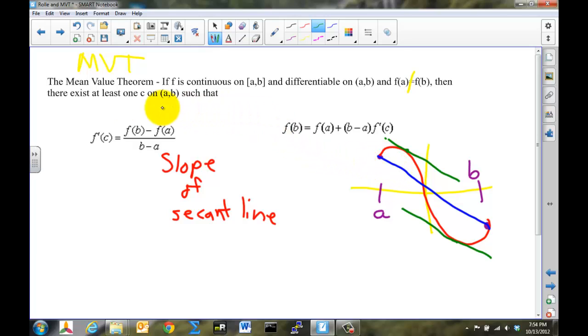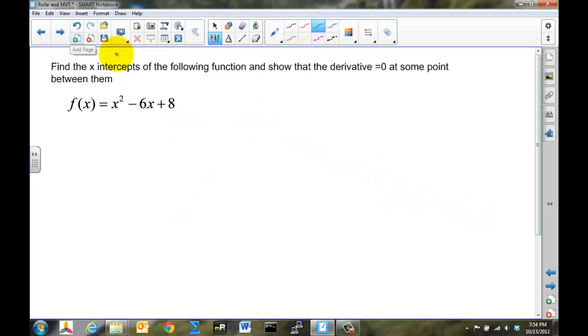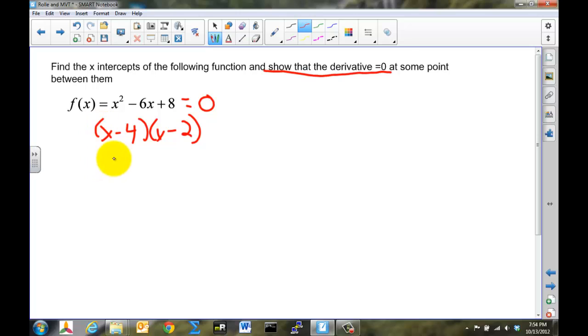Well, what do these look like in usage in actual problems? Find the x-intercepts of the following function and show that the derivative has to equal 0. Notice it didn't say find the point where the derivative is 0. It said show that it has to be. So this is an indication that we're going to have to justify our answer. First of all, it says find the x-intercepts. That means we set this equal to 0. We factor this side over here, x minus 4, x minus 2. So we get x-intercepts of 2 and 4.